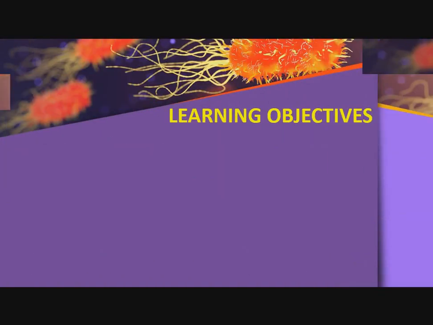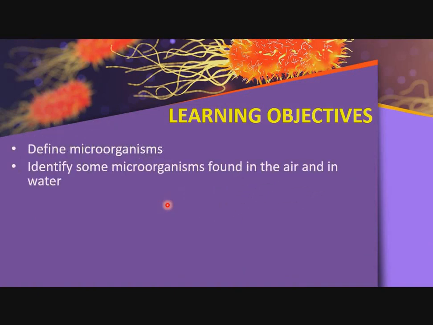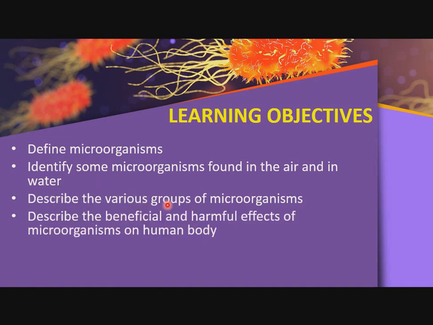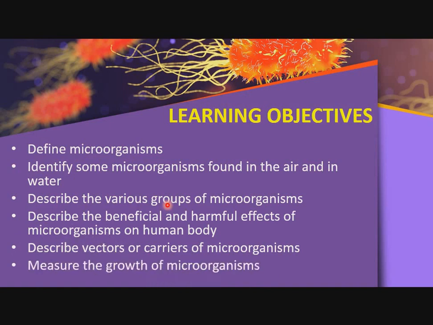Our objectives this week are: 1, to define microorganisms; 2, to identify some microorganisms found in the environment, that is air and water; 3, to describe various groups of microorganisms; and 4, to describe the beneficial and harmful effects of microorganisms on the human body. We should also describe vectors or carriers of microorganisms, and we should know how to measure the growth of microorganisms.